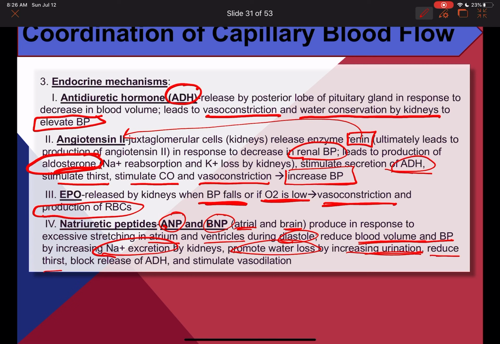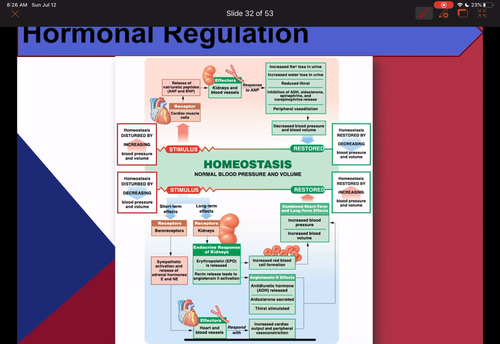We don't need to increase your blood volume anymore, and this will end up blocking the release of ADH and stimulate vasodilation, all of which together will bring your blood pressure back down when it's too high. Okay, so this is what summarizes what I was just talking about in terms of how the endocrine system is able to regulate our blood pressure.